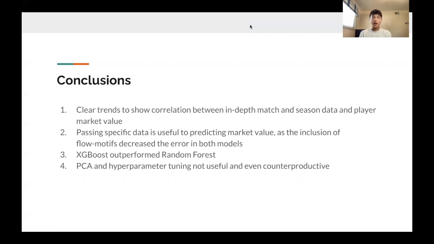Also, XGBoost outperformed random forest on all tests, and running PCA and hyperparameter tuning are not entirely useful and even counterproductive in the efficiency and performance of these models, as it even slightly increased the percent error, or the mean squared error.